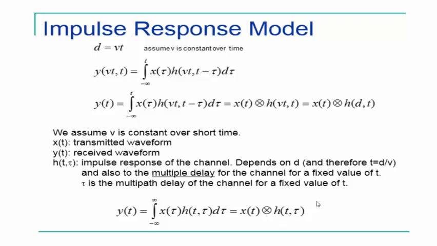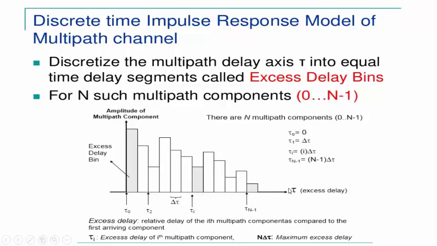So we can write the output signal y of t, which is equal to the integral from minus infinity to infinity of x of tau h of t comma tau d tau, which is nothing but x of t convolved with h of t comma tau.